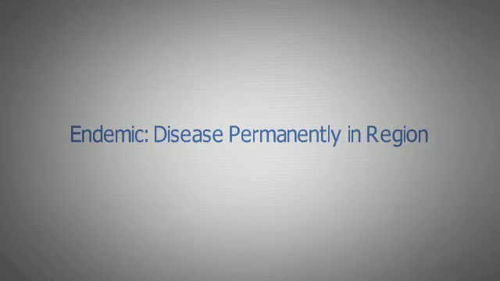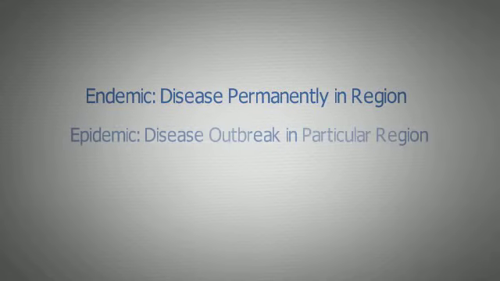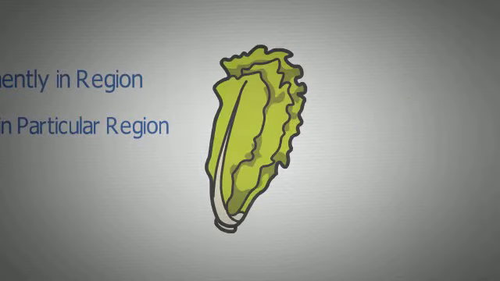An outbreak or epidemic is when an infectious disease spreads rapidly to many people in a particular region. Recent epidemics in the United States include the 2019 E. coli epidemic, which originated from contaminated romaine lettuce, and the current outbreak of lung disorders associated with vaping.